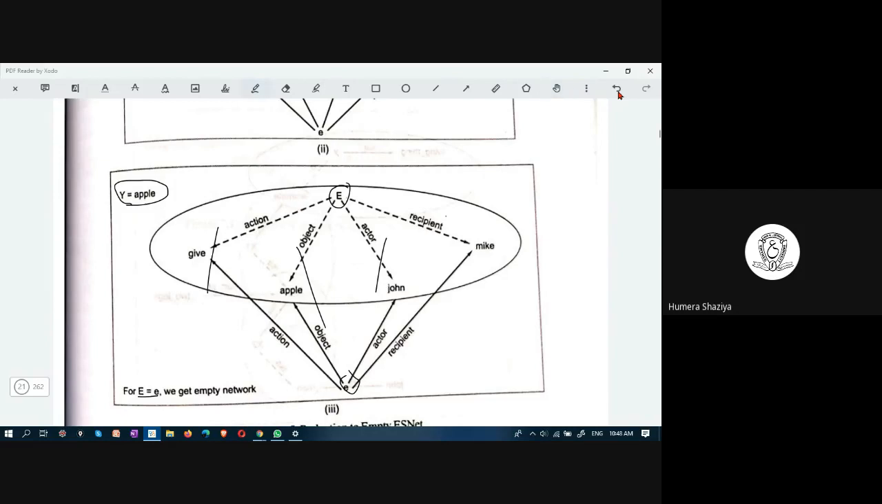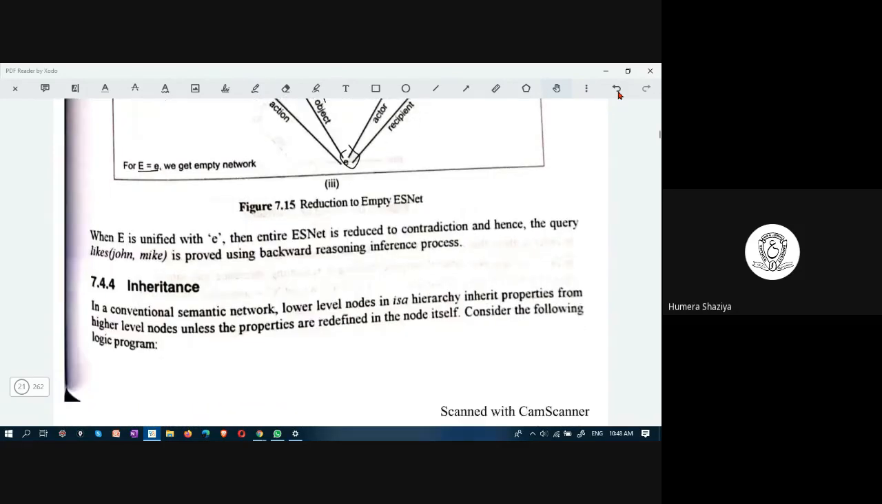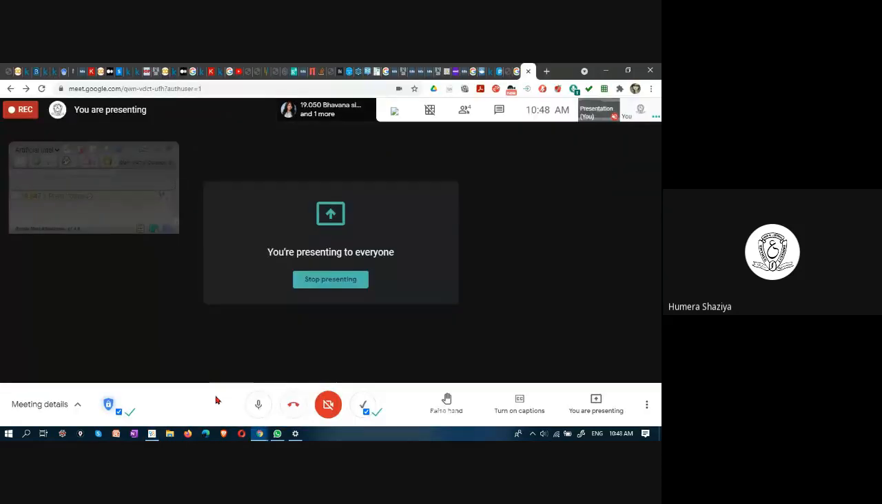Because we get an empty network, it is proved that the query given is a valid query, which can be inferred or deduced from this network, the extended semantic network. All right, I hope that this is clear. Okay, if any doubt, please ask.